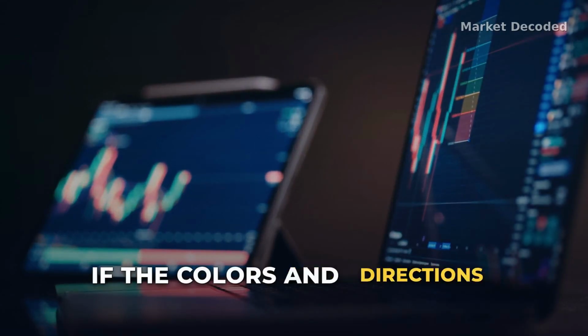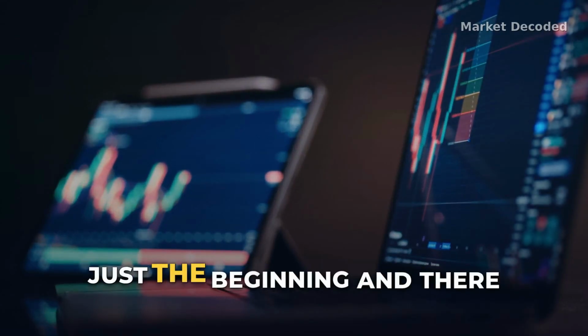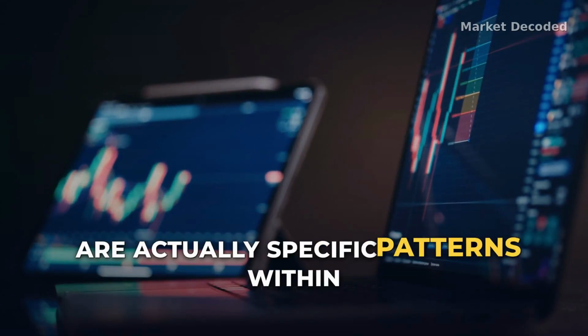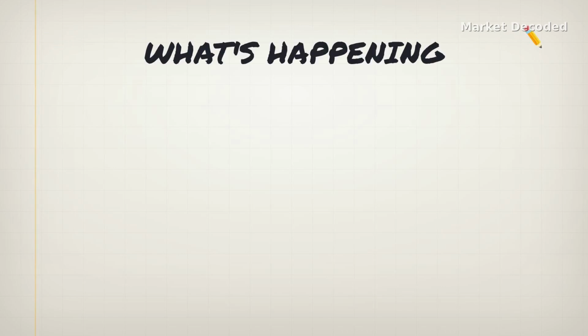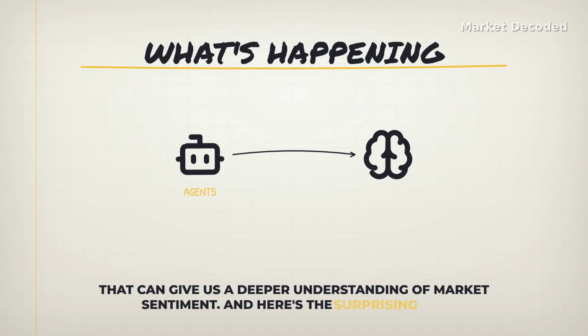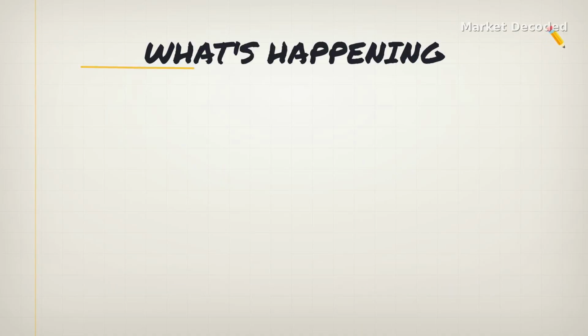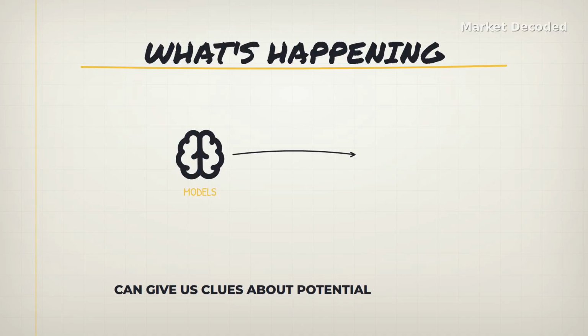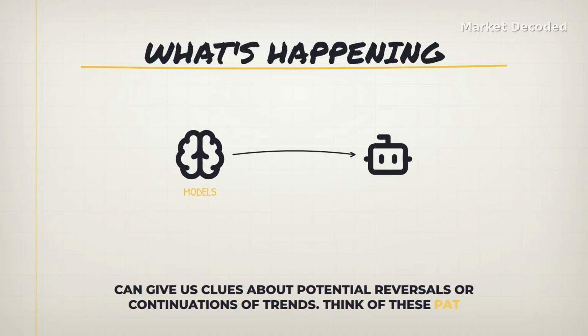What if the colors and directions we've been looking at are just the beginning, and there are actually specific patterns within these candlestick charts that can give us a deeper understanding of market sentiment? And here's the surprising part. Certain patterns, like the hammer, shooting star, or engulfing patterns, can give us clues about potential reversals or continuations of trends. Think of these patterns like a conversation between buyers and sellers.